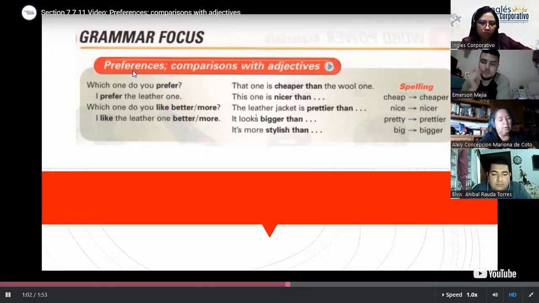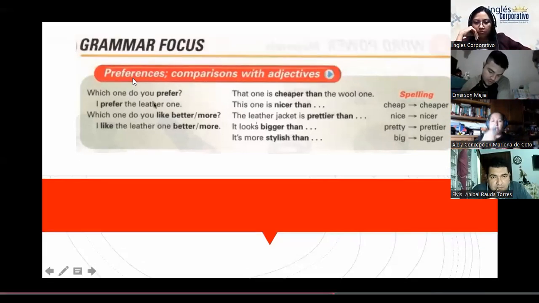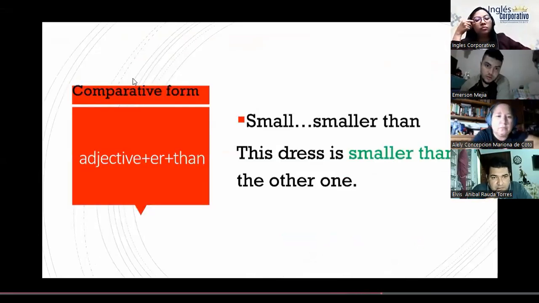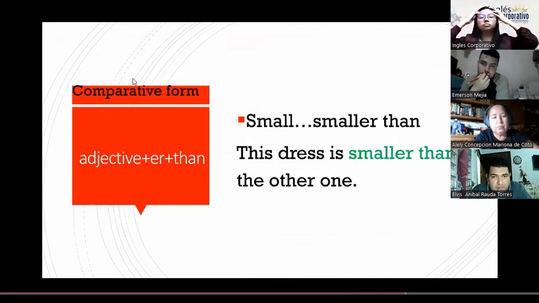To express preferences in English, we may say, I prefer, I like. Which one do you prefer? I prefer the leather one. Which one do you like better? I like the leather one better. When we want to compare, we use the adjective in its comparative form. We use adjective plus er plus than. Small, smaller than. This dress is smaller than the other one.